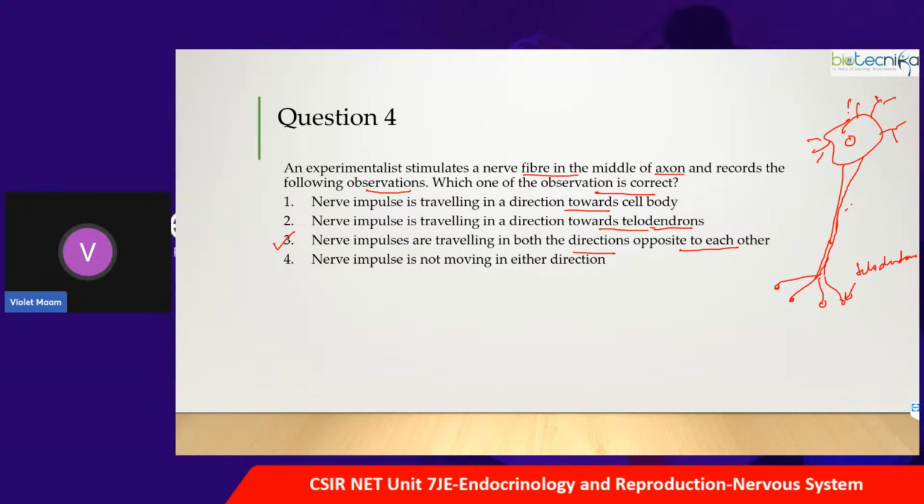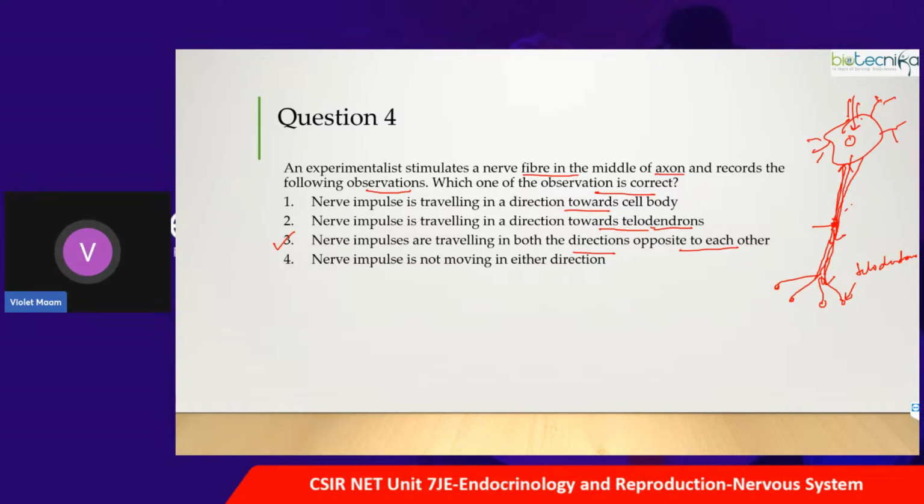Now, if it gets stimulated over here, then definitely the conduction will move like this. Okay. If it gets stimulated in the middle, then what will happen? The conduction can move in this direction also, conduction can move in this direction also.